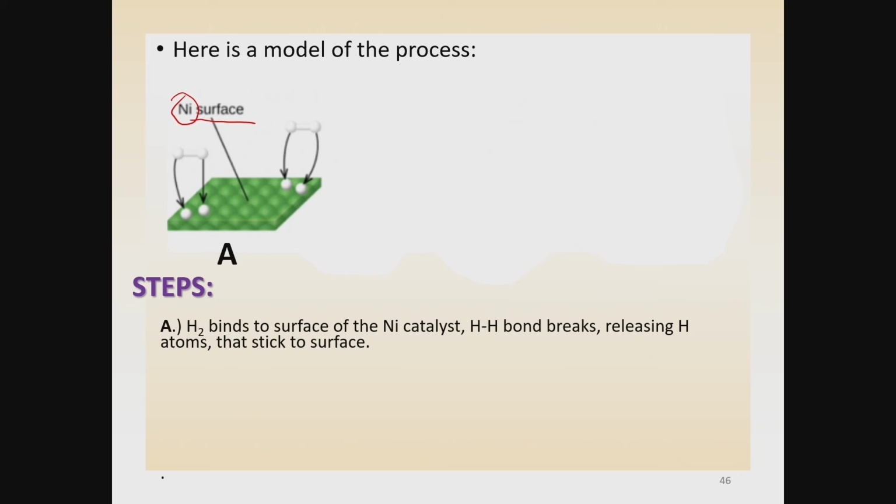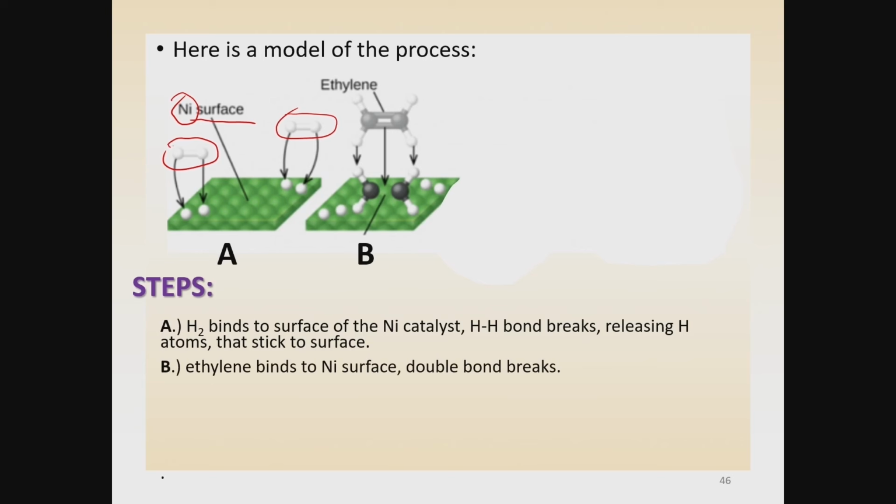The first step to get this reaction to go faster is that you take this hydrogen molecule, which is H2, and it sticks onto the catalyst surface, and then the bond between the hydrogen atoms breaks, so you have the hydrogen atoms just sitting there on the nickel surface. The next step is that the ethylene molecule flies onto the surface. The ethylene molecule has a double bond, as you can see, but when it lands on the surface, the double bond between the carbon atoms will break.